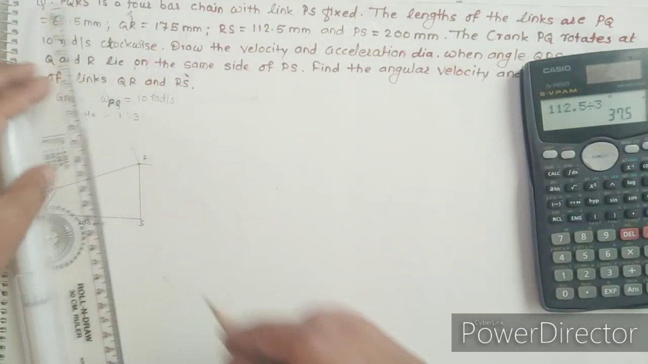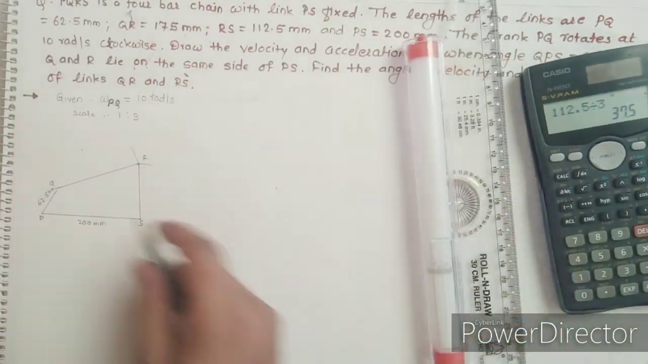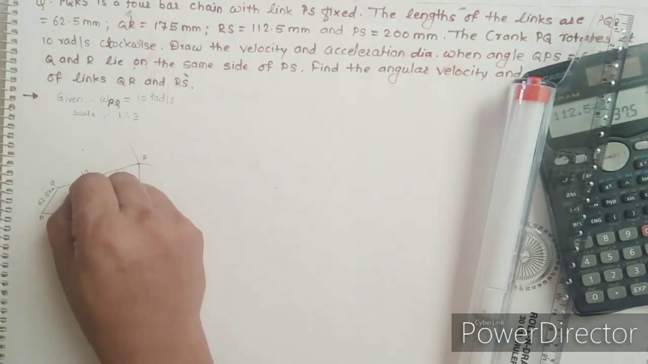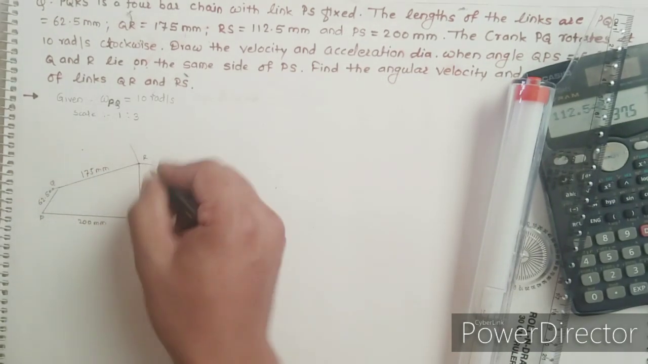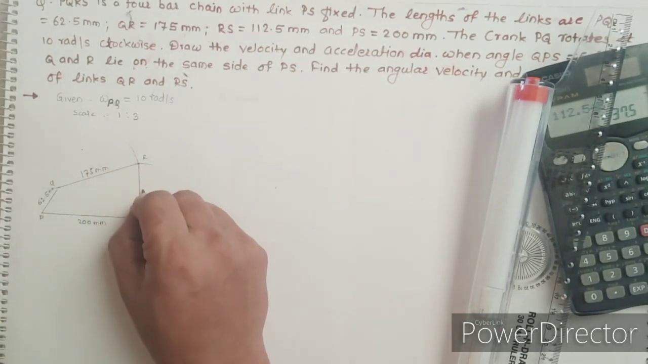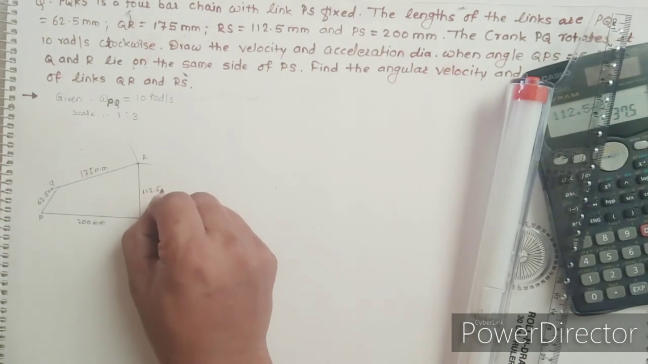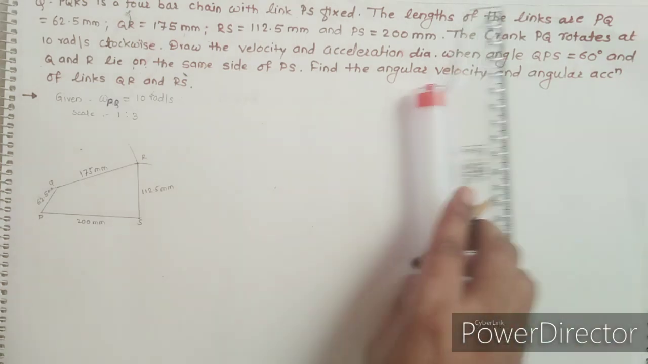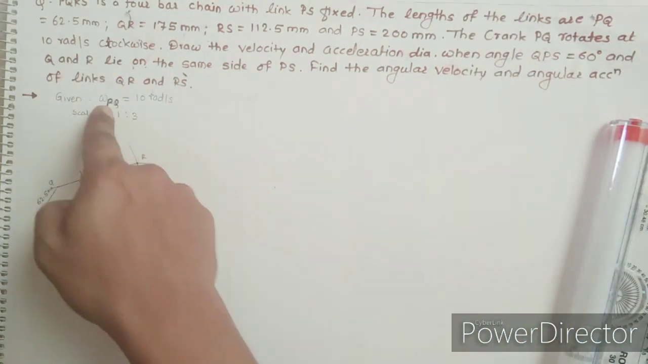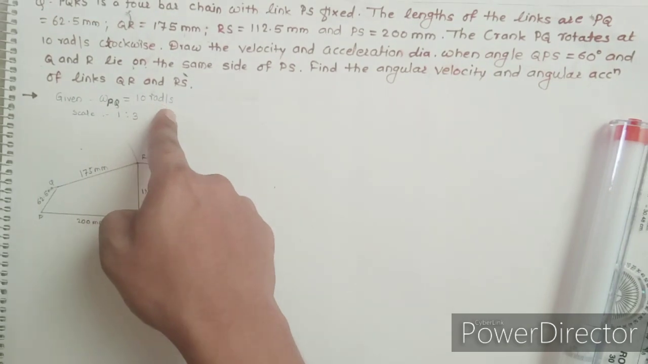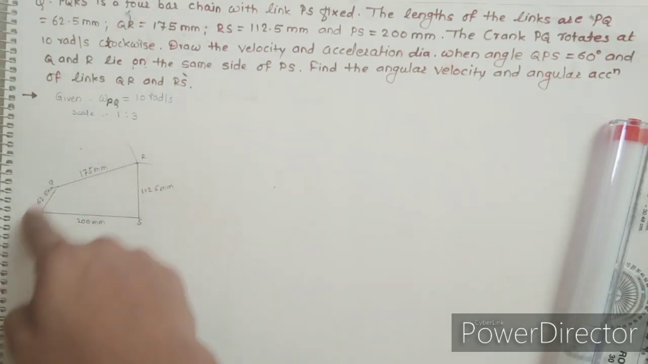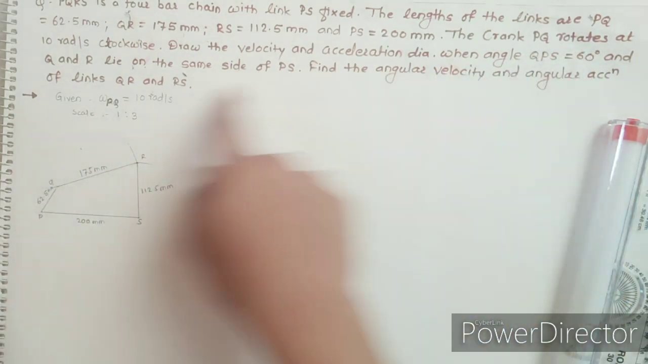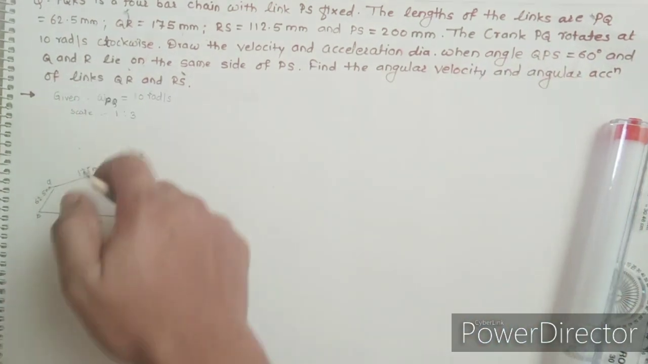QR is 175 mm and RS is 112.5 mm. Now next, as we are given omega PQ, which is 10 radian per second, that means we are given the angular velocity of link PQ, which is 10 radian per second clockwise. That means PQ rotates clockwise.